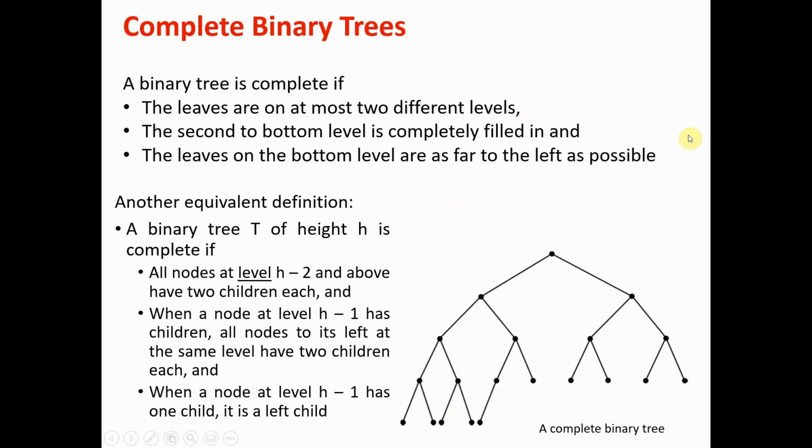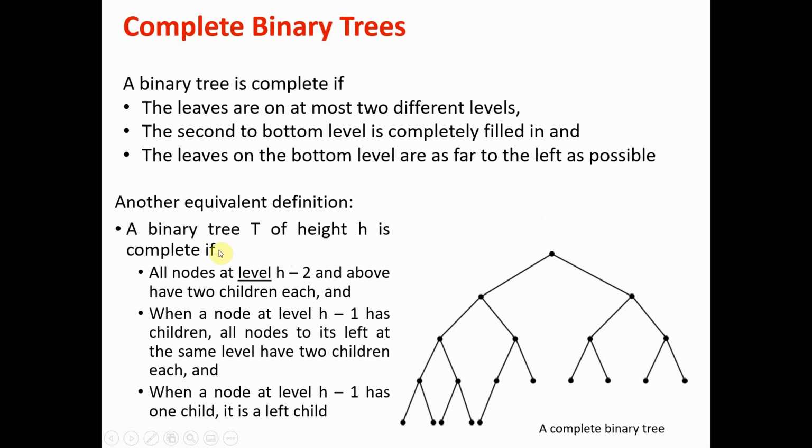these 3 conditions. We can define this concept of complete binary tree in other ways as well. Another equivalent definition is that a binary tree T of height h is complete if, let's look at this one, what is the height of this tree? The height of the tree is the height of the root. It's the longest path from the root to a leaf, which is 1, 2, 3, 4. So the height of this tree is 4.